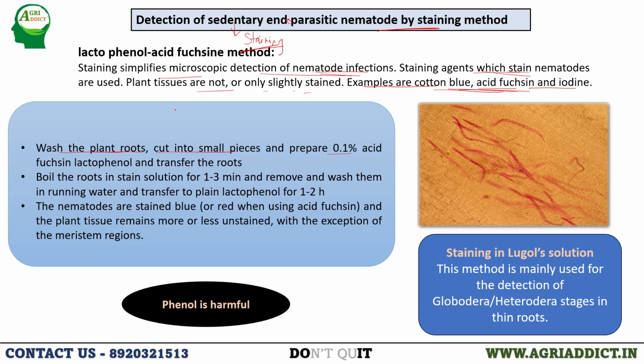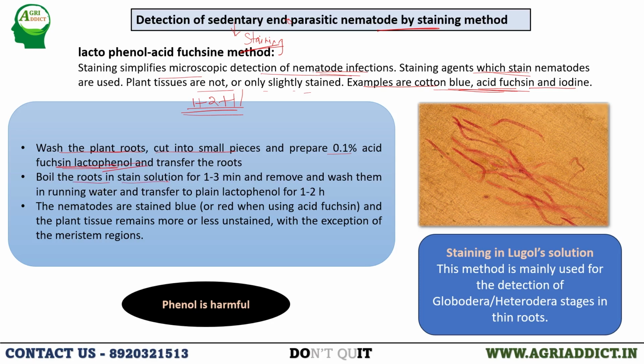The composition of acid fuchsin lactophenol includes 1 part lactic acid, 2 parts glycerol, 1 part phenol and 1 part water. Like this, the 0.1% acid fuchsin lactophenol solution will be prepared, and the roots are transferred into this solution. After that, boiling has to be carried out.